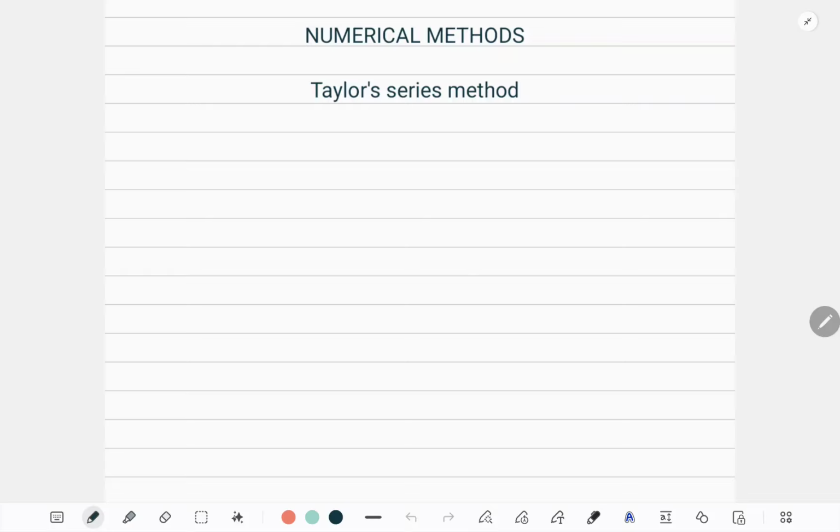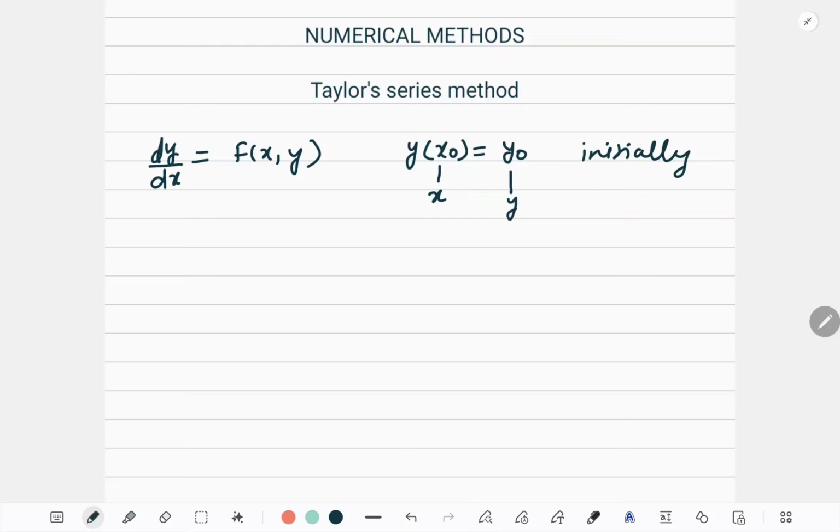Now what exactly is the format of the question? The question will be given like this: dy by dx, that is the first derivative, is equal to some function. Along with this, some initial condition will be given. The way to write the initial condition is like this: y of x0 is equal to y0. What does it mean? That at x equal to x0, y is equal to y0 initially. This x0 value can be 0 or it can be a non-zero value. It is a starting point.